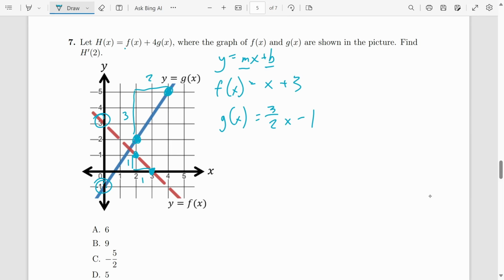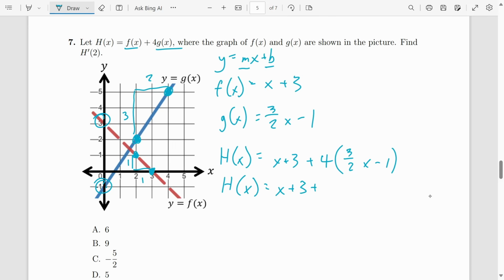Now we can just plug both of those into the h of x equation and figure out what h of x is. So h of x equals f of x, which is x plus 3, plus 4 times g of x, so 3 halves x minus 1. Multiplying all this out, we'll get h of x equals x plus 3 plus 4 times 3 halves, which is 6x, and then minus 4. And then multiplying this out further, it gives us 7x minus 1.